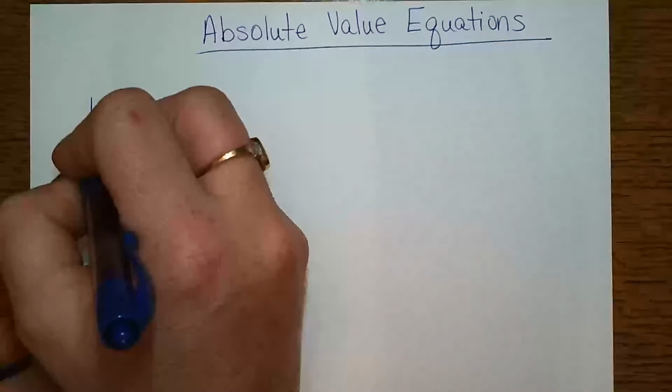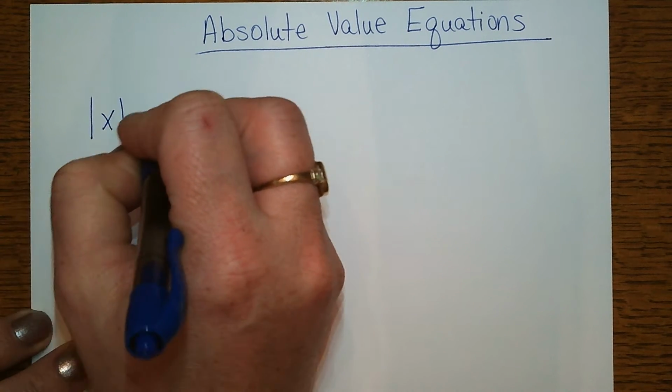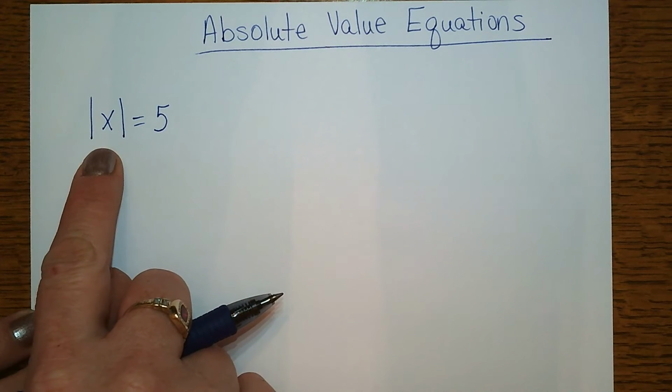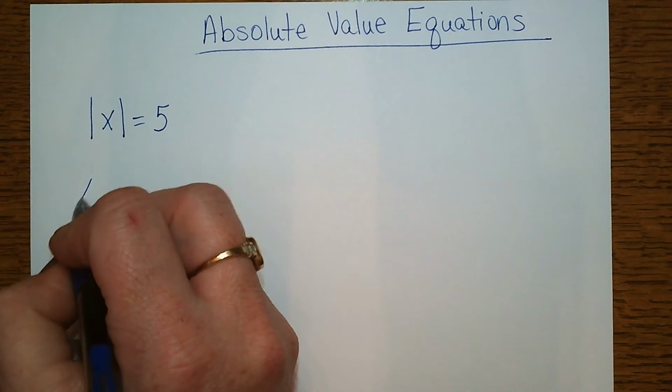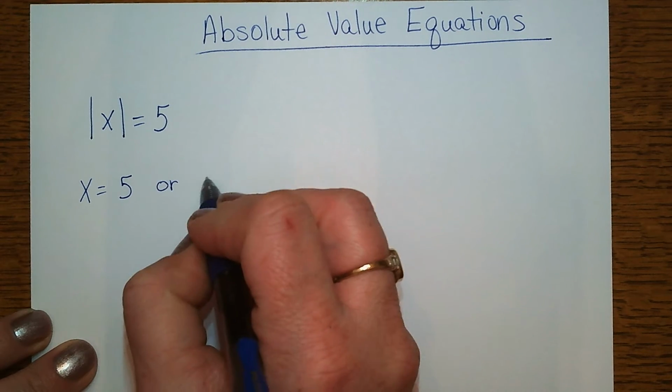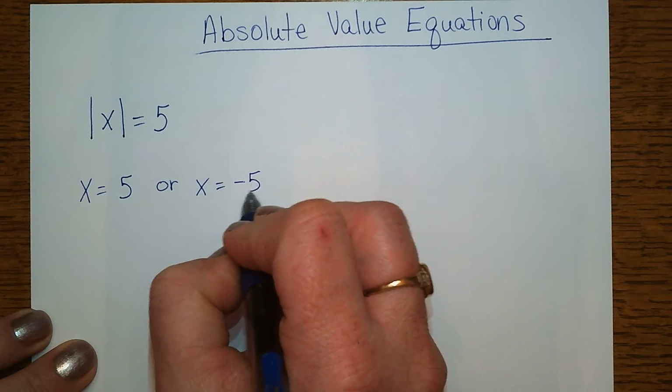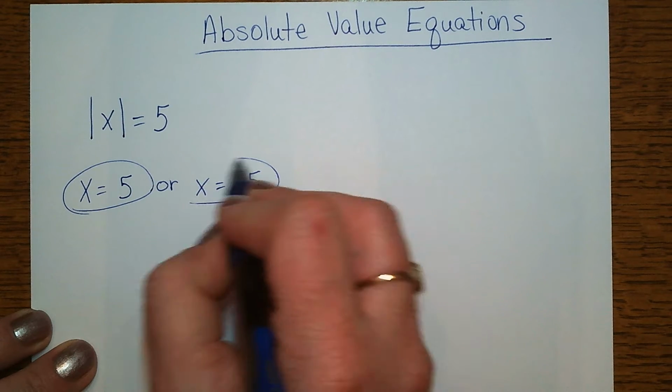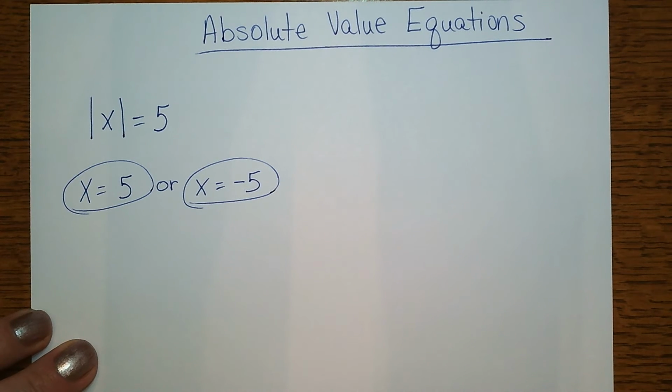So if I have the absolute value of x equals 5, what number could x be equal to? Well, x could be equal to 5, or x could be equal to negative 5. So a lot of our absolute value equations are going to have two solutions. The ones that we're working on today are.